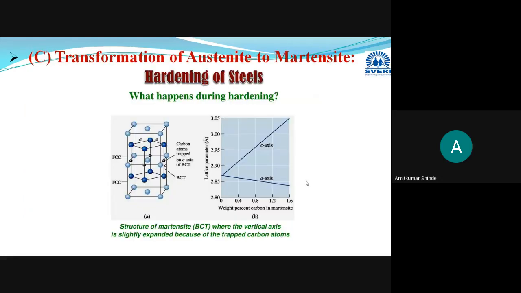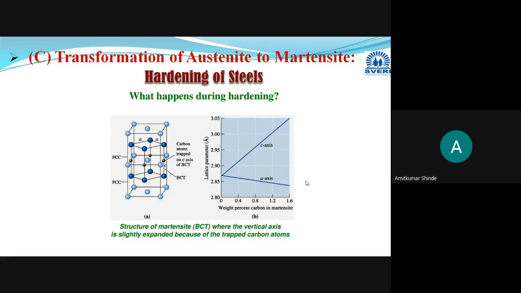The next transformation product of austenite is the martensite. Austenite will get transformed to the martensite. Whichever products we have studied till now, austenite transforming to pearlite and austenite transforming to bainite, these are formed due to the diffusion of carbon. Sometimes diffusion will occur, sometimes rejection of the carbon will occur, but this martensite transformation occurs due to the shear mechanism. Here there is no diffusion involved.